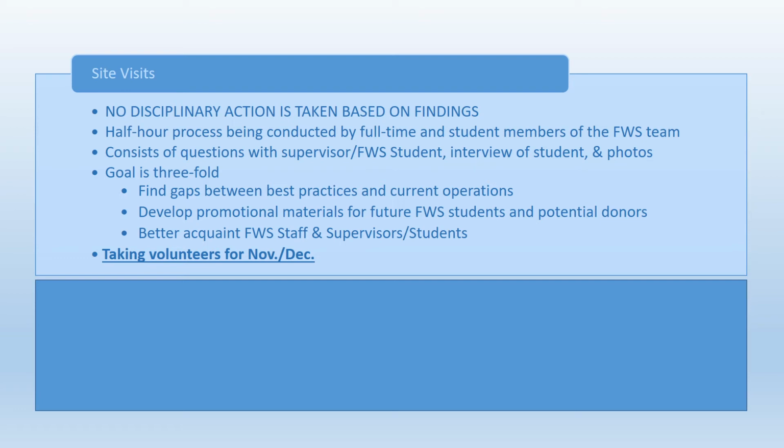Now, we have three goals. The first is that we're trying to find the gaps between best practices and current operations. We know we've made a lot of changes this year, and we know that some supervisors haven't been able to employ all of those, or at least not as many as we'd like. So we'd like to find out which new initiatives are taking hold and which ones we need to go back and apply more marketing or make easier for you, or find ways in which we can make them less labor intensive.